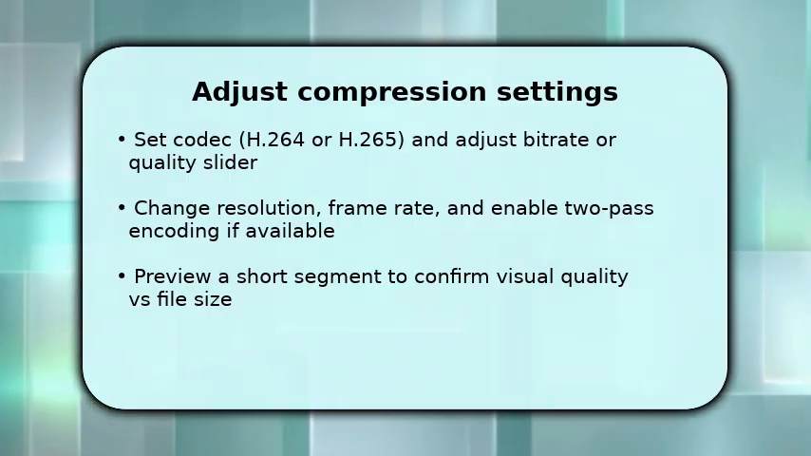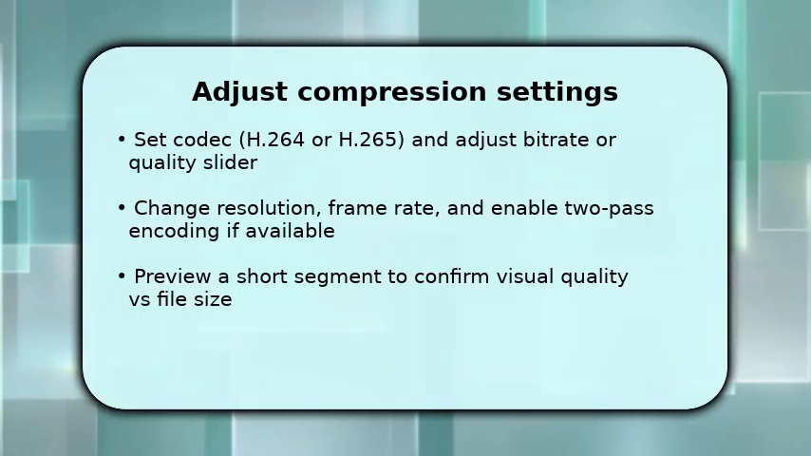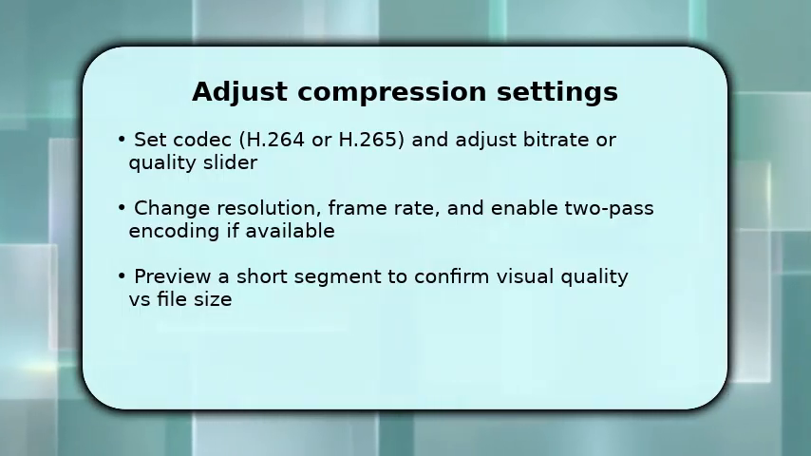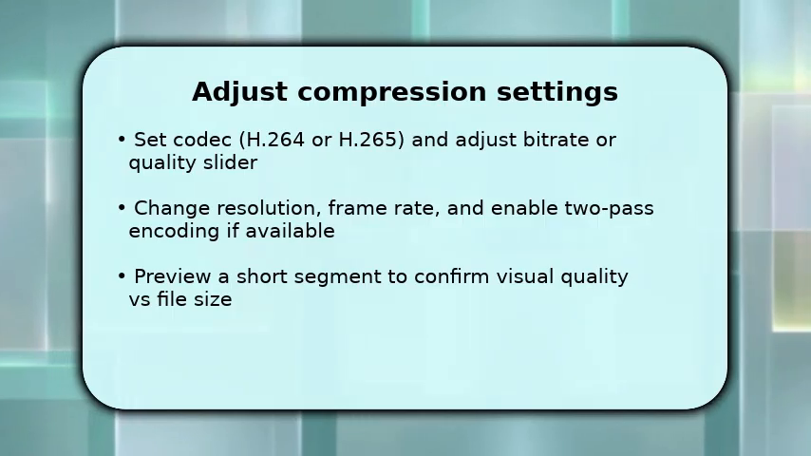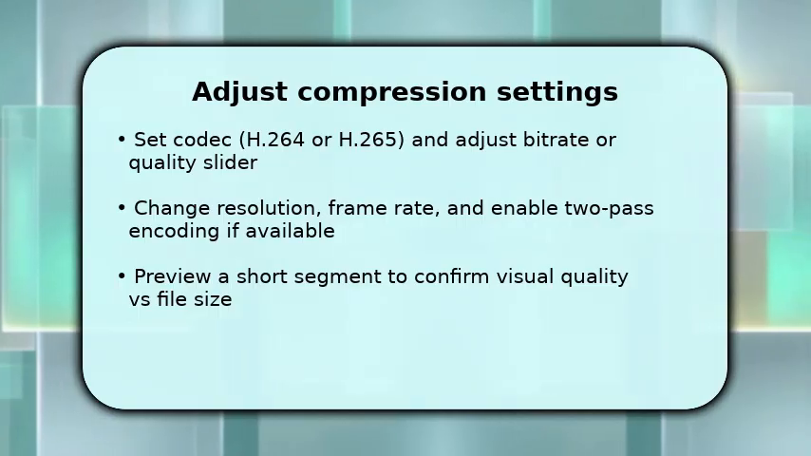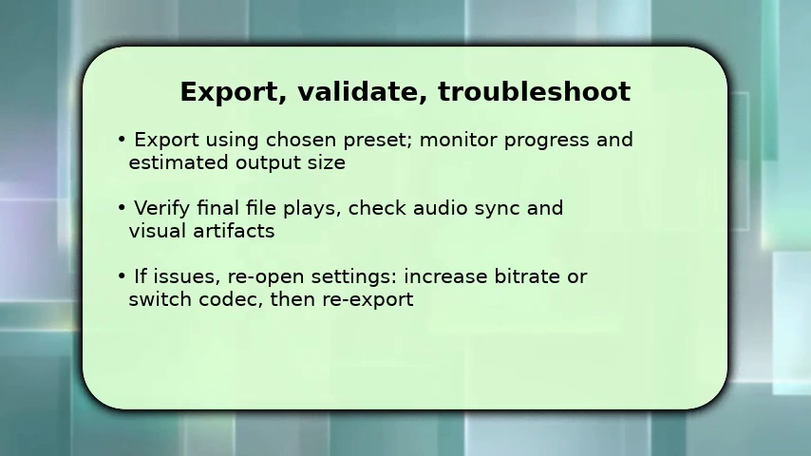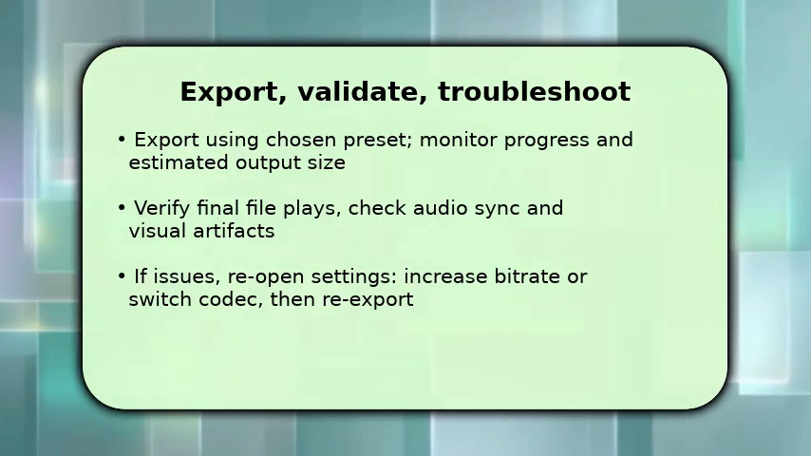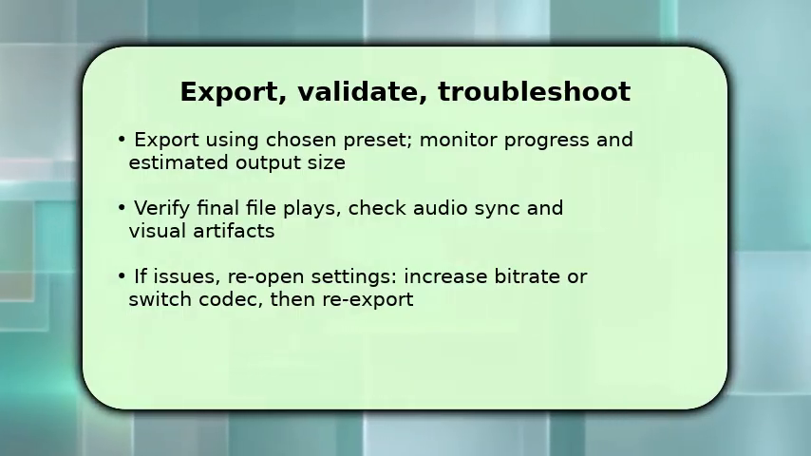If the app offers 2-pass encoding, enable it for better distribution of bits. Also downscale resolution or reduce frame rate only if acceptable. After adjustment, finally, export the compressed file using your preset and watch the progress indicator. Once complete, play the exported file in a player to confirm audio sync, resolution, and that compression artifacts are acceptable. If you need multiple outputs, batch export with consistent settings.